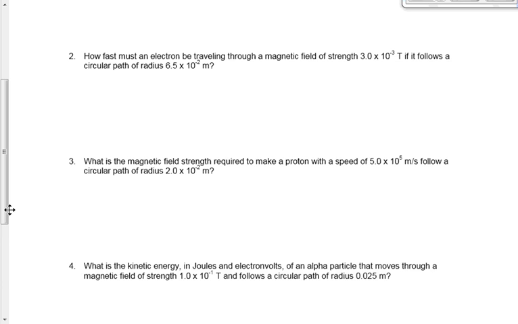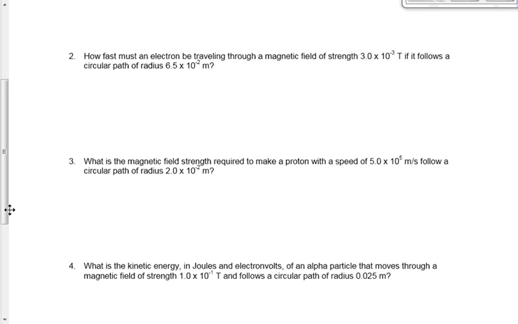Question 2 says, how fast must an electron be traveling through a magnetic field of this strength to follow a circular path of that radius? Assuming it's traveling perpendicular to the magnetic field, which of course, we can't solve this problem if it's not traveling perpendicular to the magnetic field. It should really say that in the question. On a test or an exam, it would say that it was perpendicular. In the end, we're going to make that assumption here.